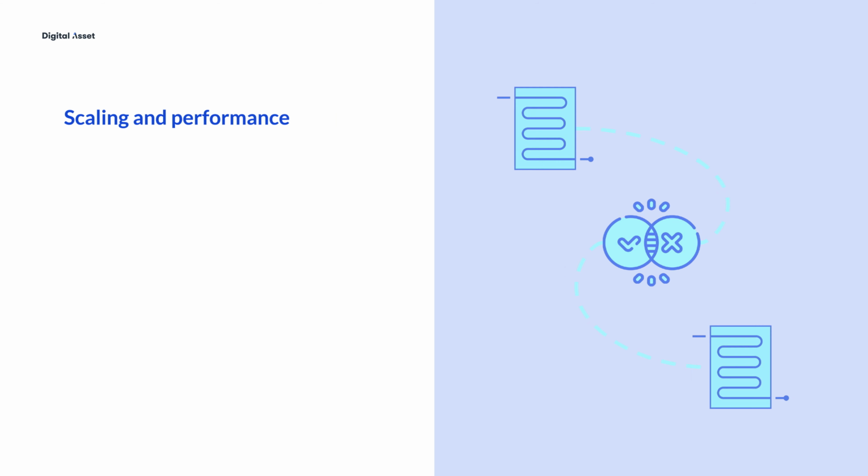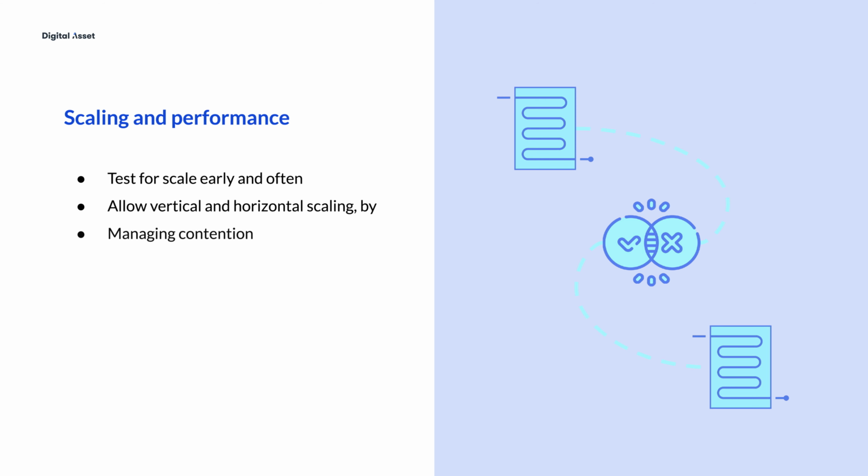But first, to reiterate, if you take nothing else away from this lesson, let it be these three things. Test for scale early and often. Allow vertical and horizontal scaling by managing contention. With consistent attention to these three things, the vast majority of performance and scalability issues will be avoided.